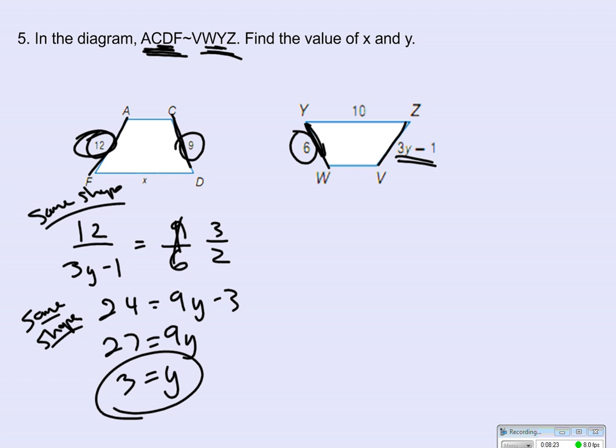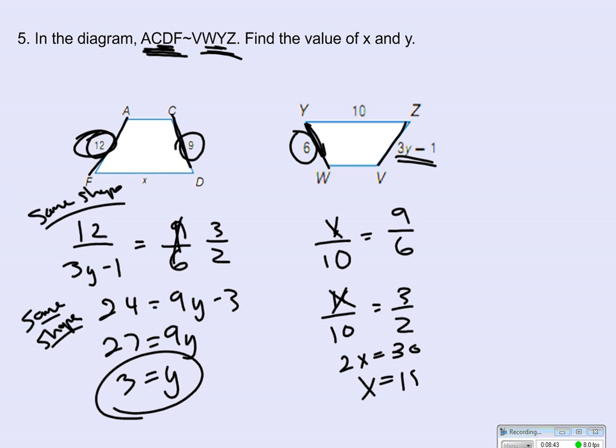So now how do I figure out x? Well, x corresponds to 10. They're in proportion. They're not congruent. But I'm going to use that same concept, x over 10 and 9 over 6. So x over 10, 3 over 2. So 2x equals 30. x had better equal 15.